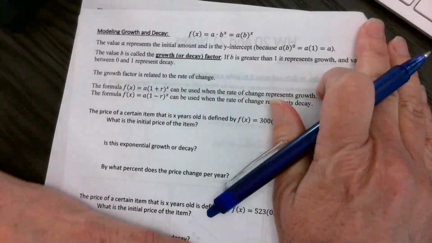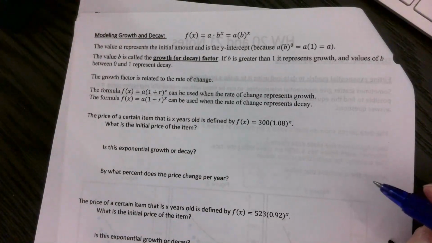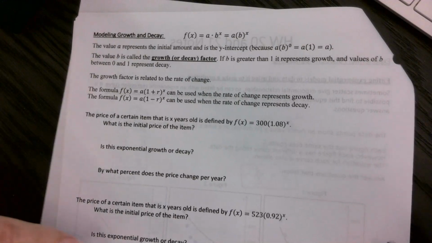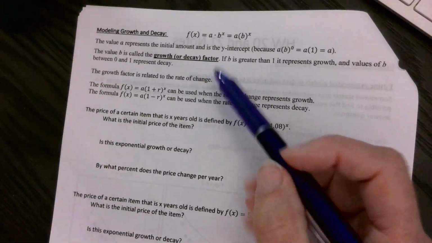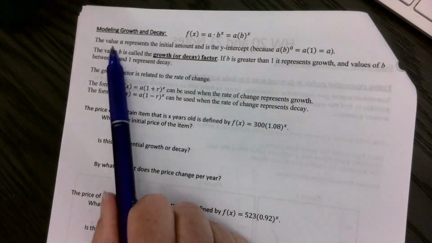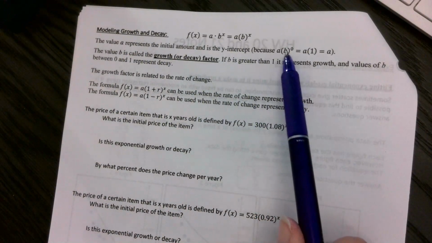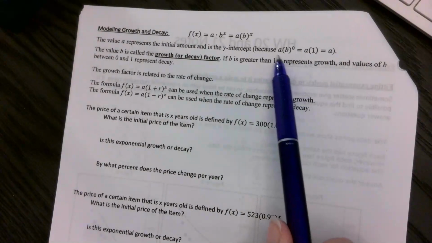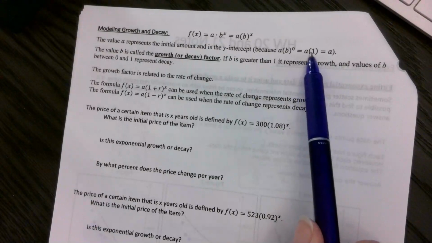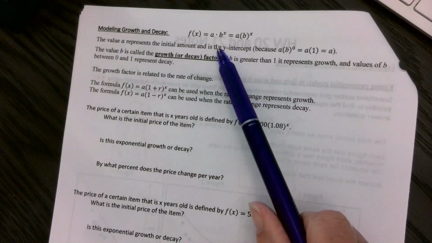When we do exponential functions, we always talk about growth and decay. And I think we kind of already hit on this earlier in one of our other sections. So we have these two formulas. The value A represents the initial amount and is the y-intercept because of this. When you raise anything to the 0 power, it becomes 1, so A times 1 is A. So basically, A is our initial amount.